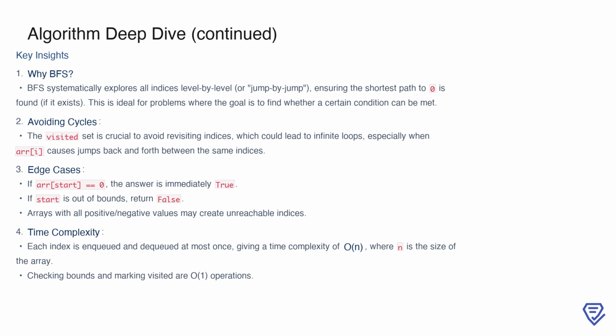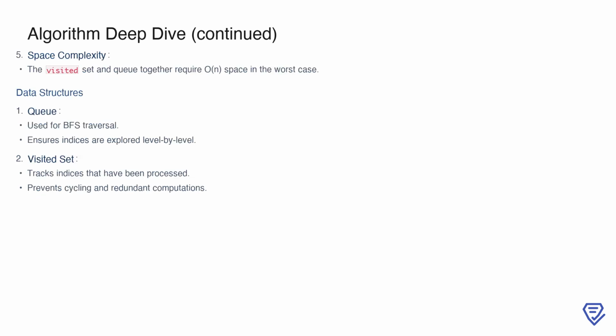Finally, the algorithm's time complexity is O(n), where n is the size of the array, because each index is enqueued and dequeued at most once. Operations like checking bounds or marking indices as visited take constant time, making the approach efficient. In terms of space complexity, the visited set and the queue together require O(n) space in the worst case, where n is the size of the array. This is because, in the worst scenario, we may need to store all indices in the queue and the visited set.